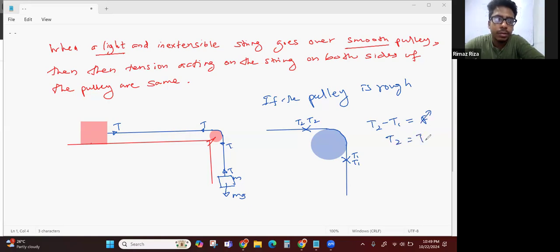T2 equals T1 if the friction force is 0. Understood? Yes. I asked, if we take another point next to it, somewhere here, T2, you mean? Yeah, like that. So here the tension will be T1, here tension T1. Here tension T2, here T2, and so on, like that. Okay, I get it.